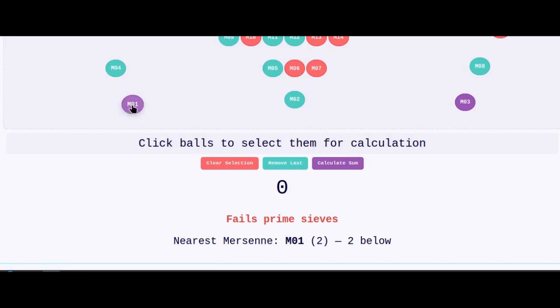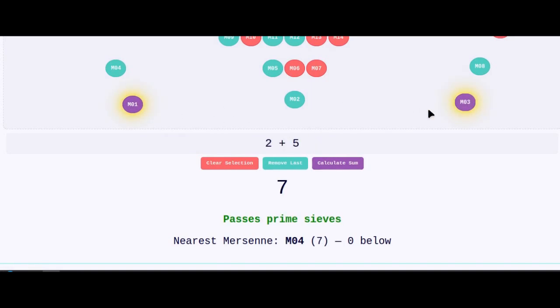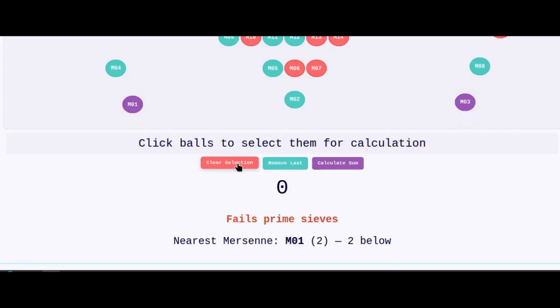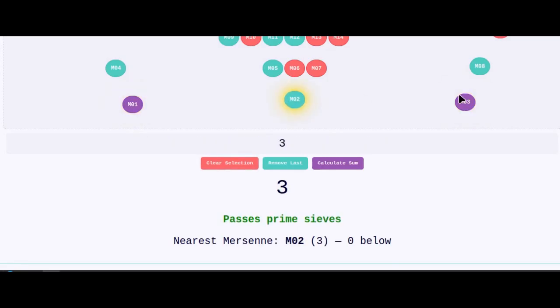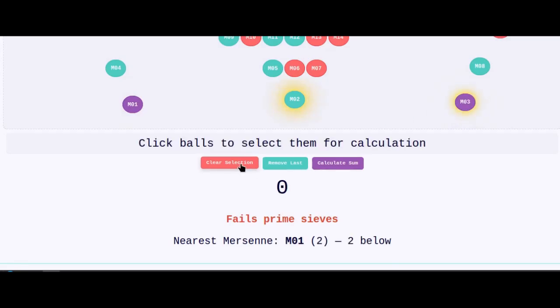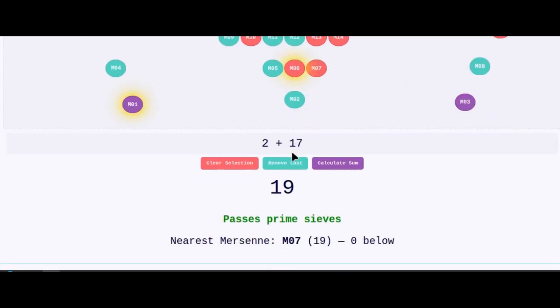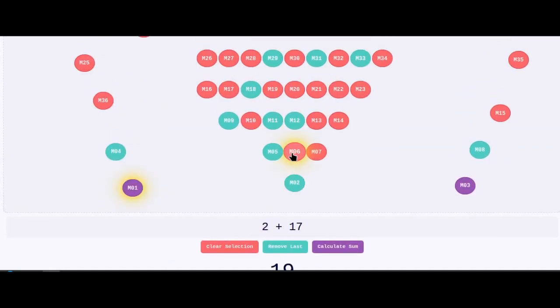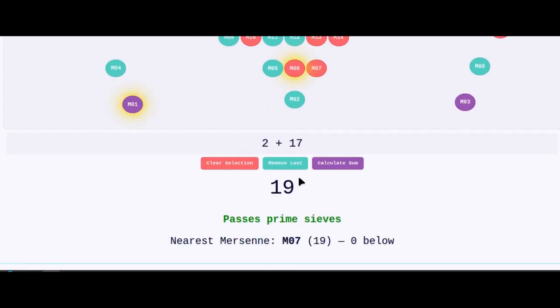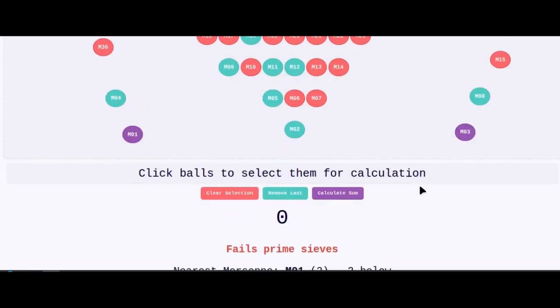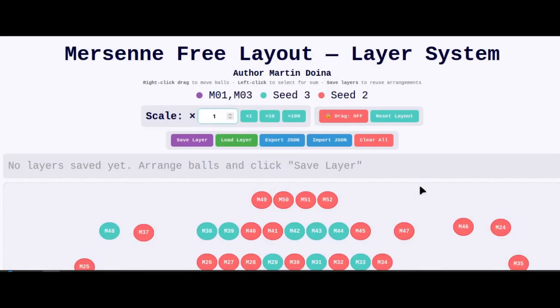The app tracks the distance to the nearest Mersenne exponent for every calculation. When that distance is 0 or very small, you found something significant. Watch this example. Select M01, M03, M05, sum equals 20, nearest Mersenne is M07, 19, just one away. With scale times 1, 20 is 1 above M07. Try different combinations, and watch the patterns emerge. The nearest result feature is your compass. It tells you when you're getting warm.